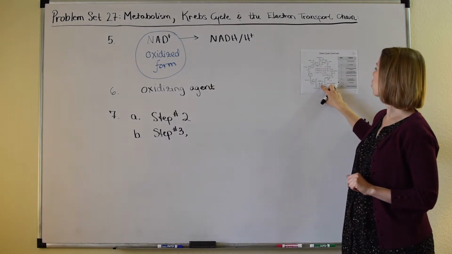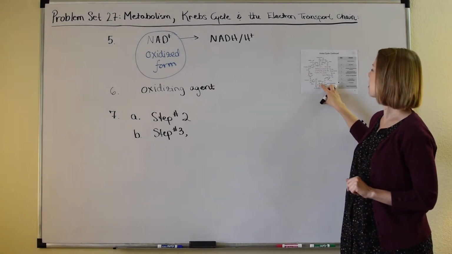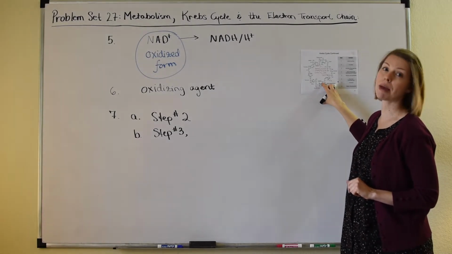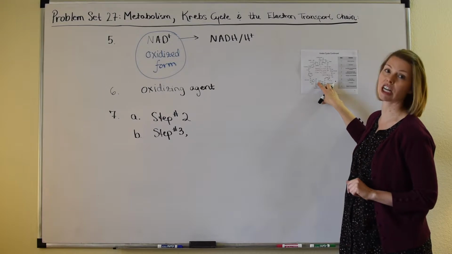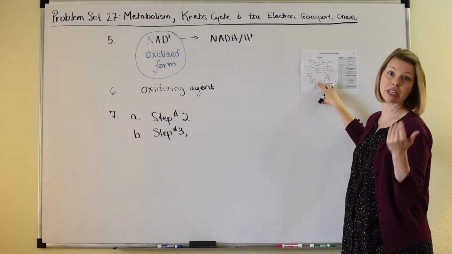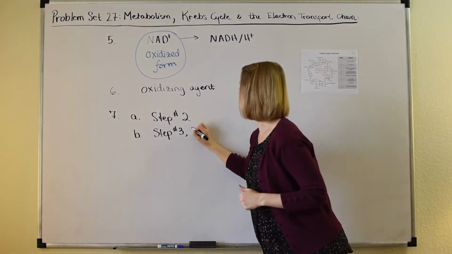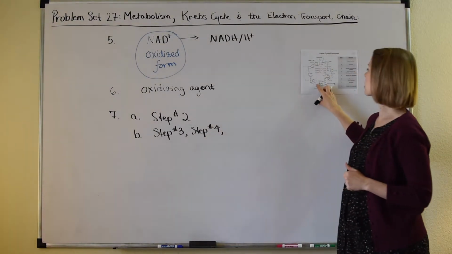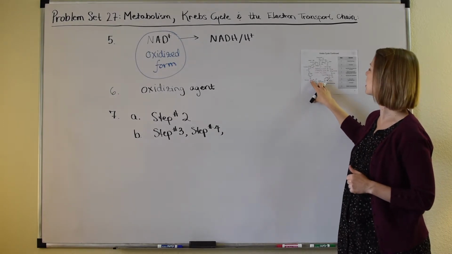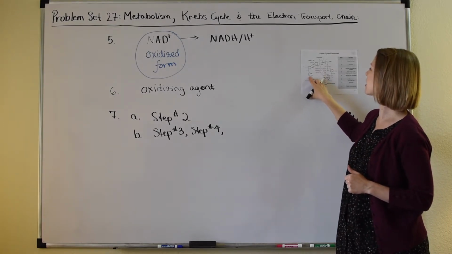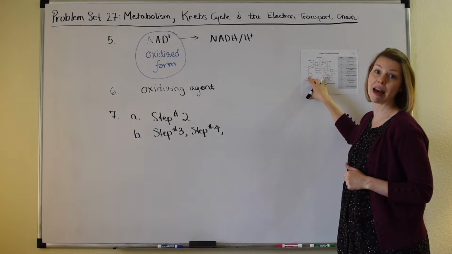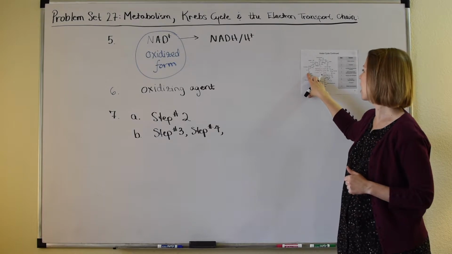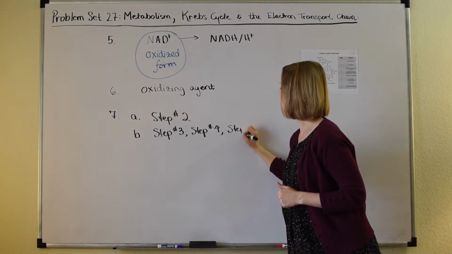Are there more? Let's go on to step 4. Step number 4 also involves the coenzyme NAD+ being reduced to NADH. That means that a substrate is being oxidized. So let's write step number 4. Let's look at step number 5. No coenzymes being reduced there. Go on to step 6, and we have the coenzyme FAD being reduced to FADH2. So a substrate must be oxidized. So let's write step number 6.